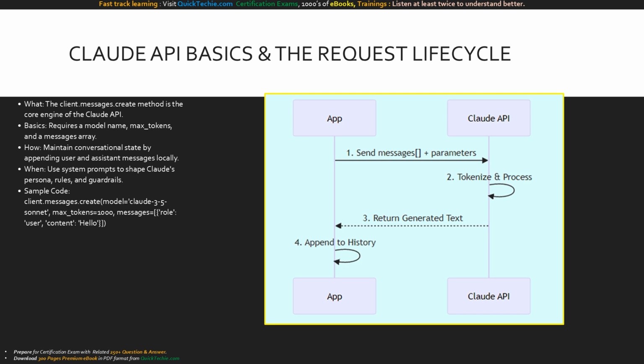This sequence diagram illustrates the stateless nature of the Claude API. First, your application sends the complete message array and parameters to the API. Next, the API tokenizes the input and processes the prompt. Step 3 shows the API returning the generated text back to your app. Crucially, look at step 4. Your application must append this new response to its local history. Because Claude doesn't remember previous requests, you must manage this conversation loop yourself, feeding the updated history back into step 1 for the next turn.